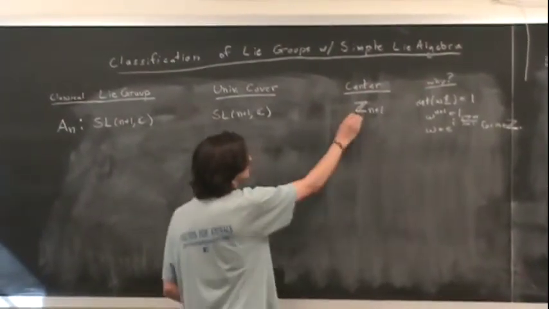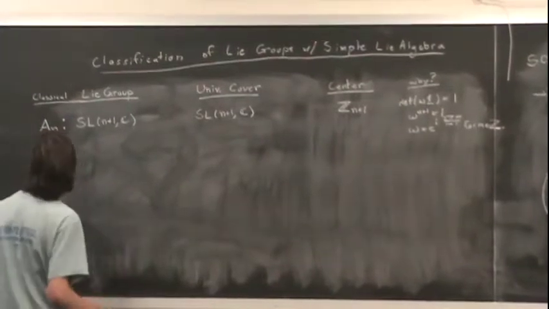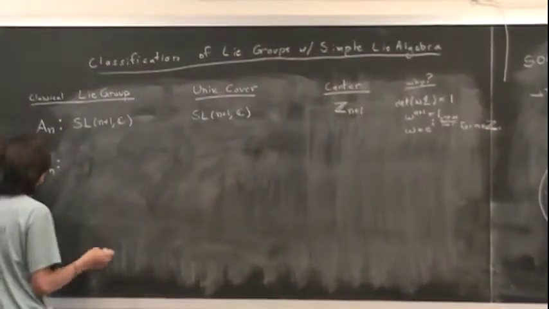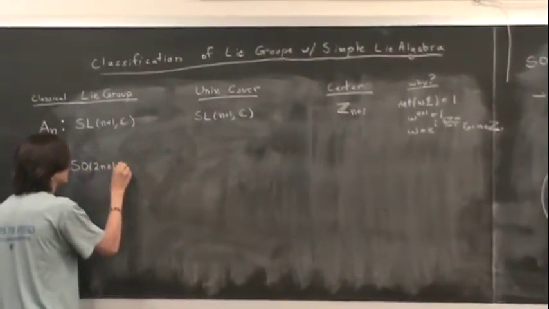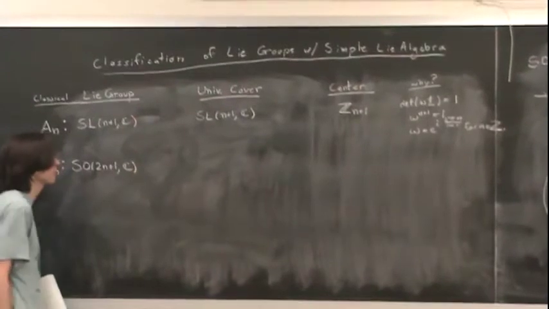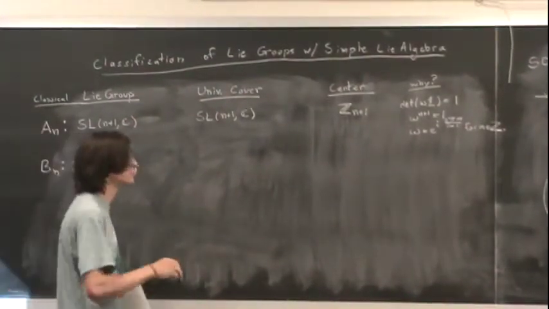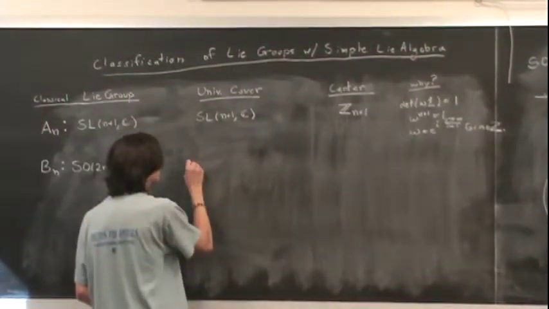So we see that the center is... furthermore, there's this guy B, and this is SO(2n+1, C). Its universal cover is something that's kind of funny, and I'll give a brief discussion of this at the end if I have the time. But this is called the spin group.